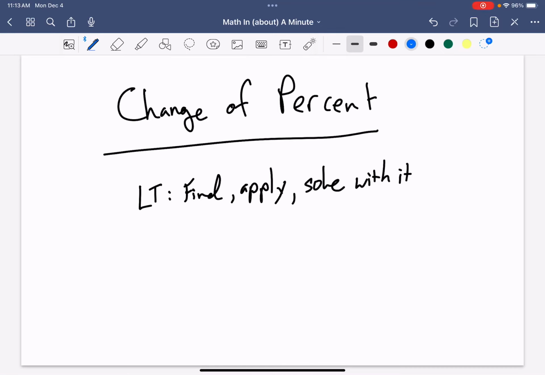Hello and welcome to this video about change of percent. The learning target for this video is being able to find, apply, and solve with change of percent.